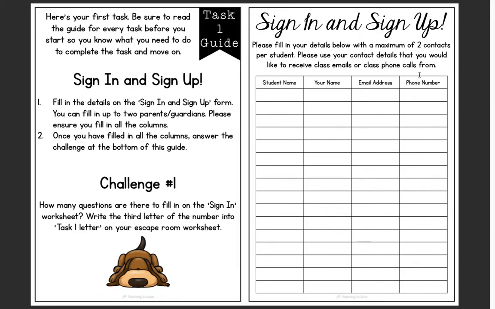So we have 1, 2, 3, 4. Write the third letter of the number into task 1 letter on your escape room worksheet. So go back to their escape room worksheet. They should be carrying this around with them and they know their first letter is U.